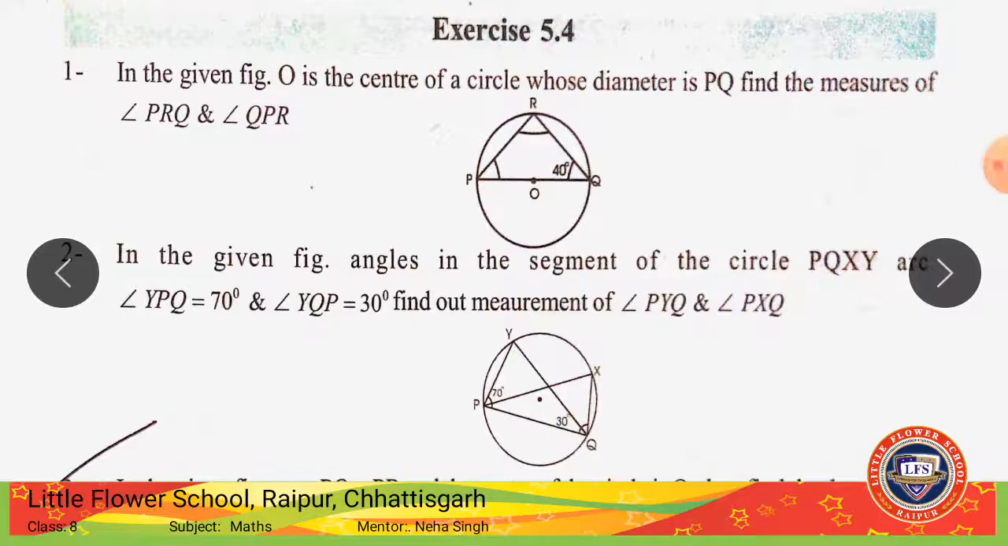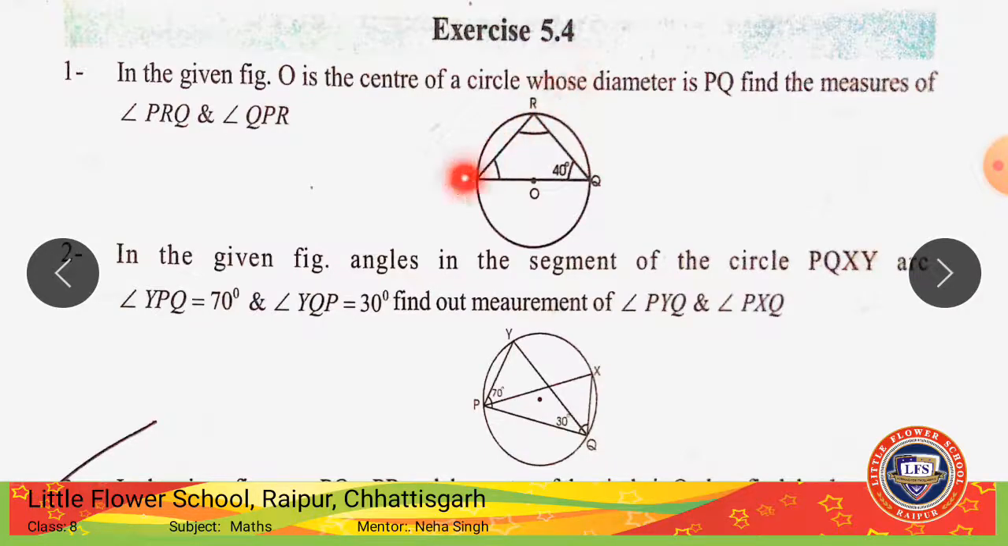Fourth exercise, we have questions. First is, in the given figure, O is the center, right? This O is the center and diameter PQ is given. You need to find the measure of the two angles that are not given, that is PRQ and QPR. Value of PQR or angle Q is given.